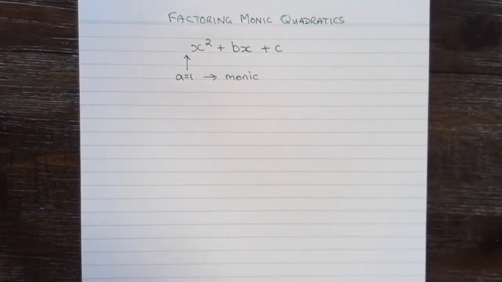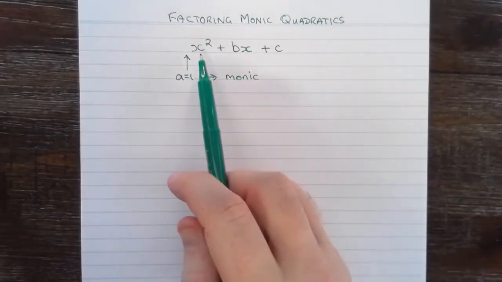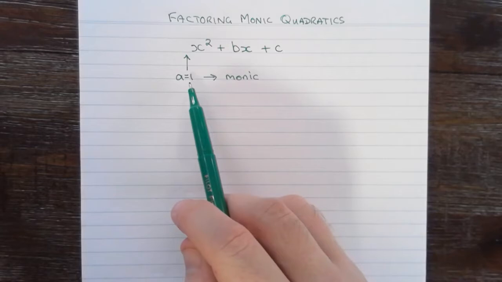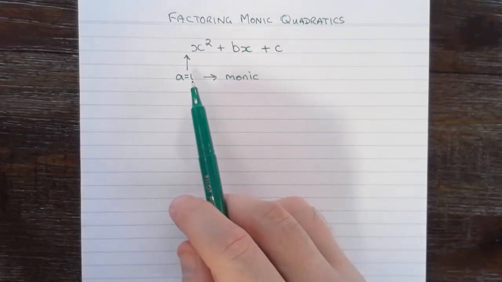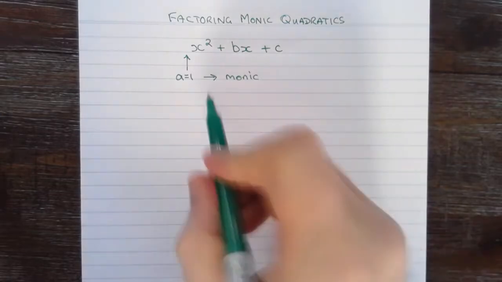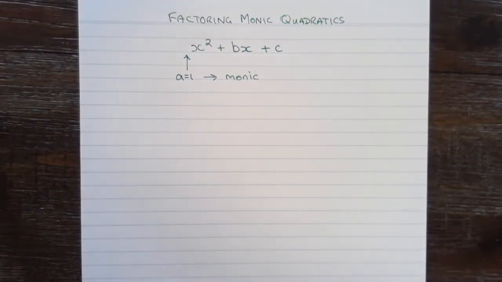In this video, we'll be looking at factoring monic quadratics. Now, monic quadratics are just quadratics, ax squared plus bx plus c, where the a value is exactly equal to 1. There's another video where I look at factoring non-monic quadratics as well. But for this video, we're just looking at the monics.